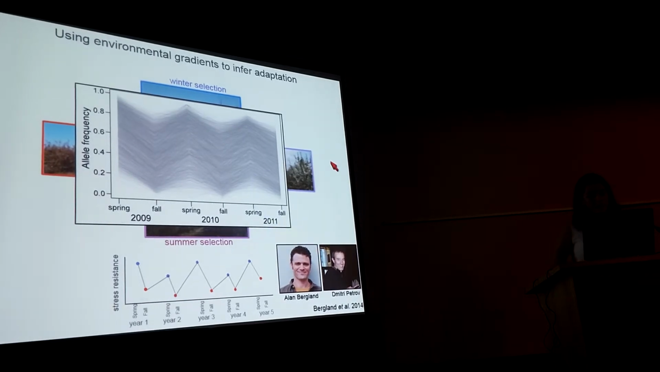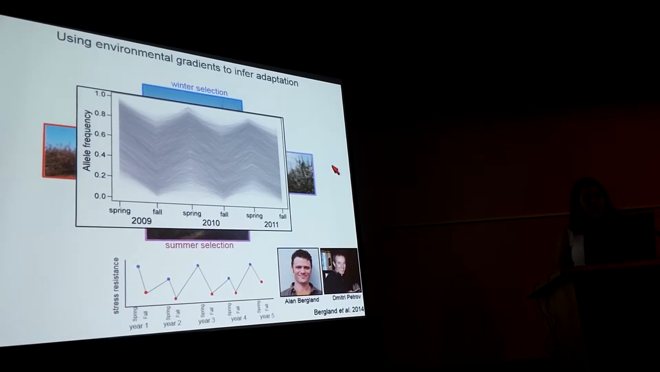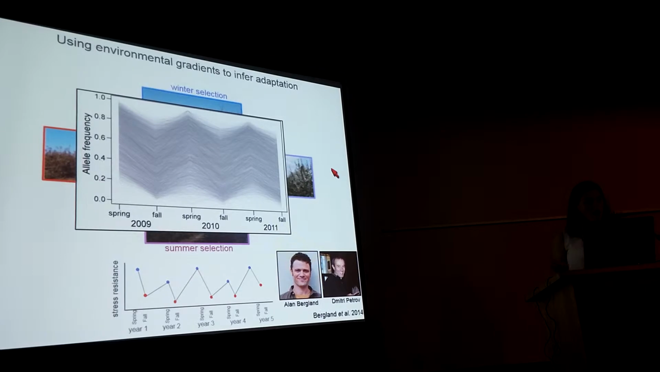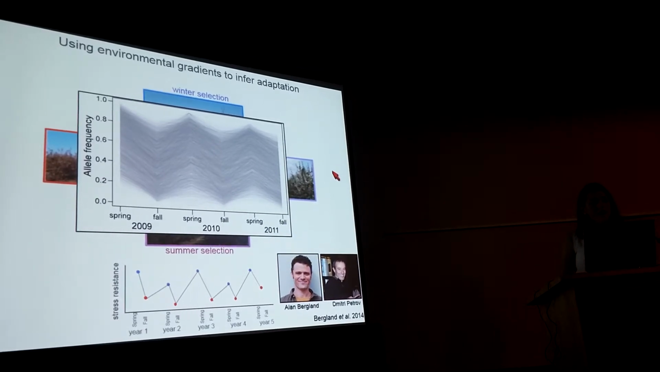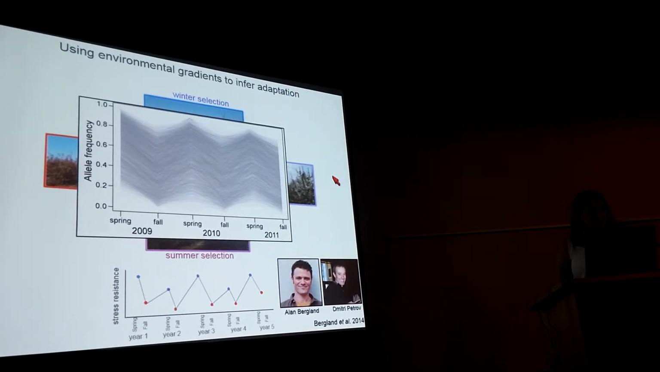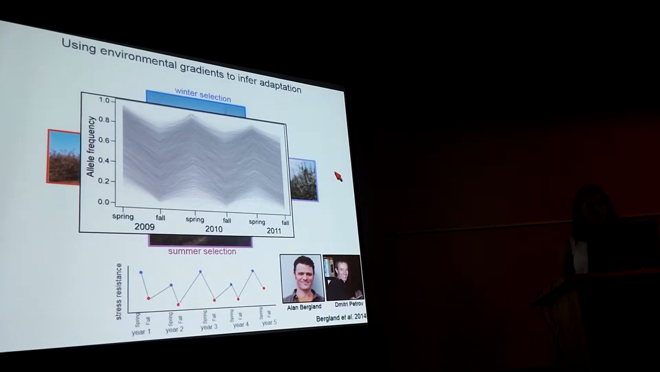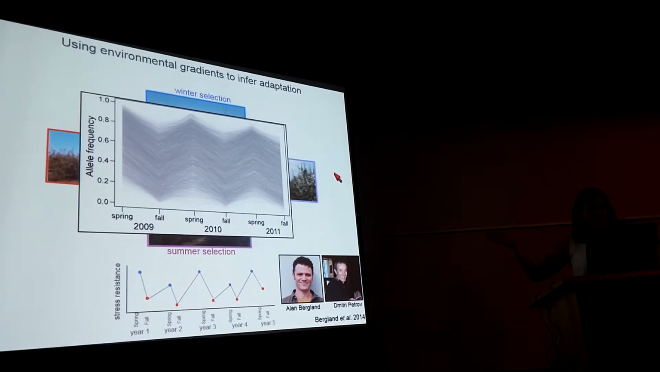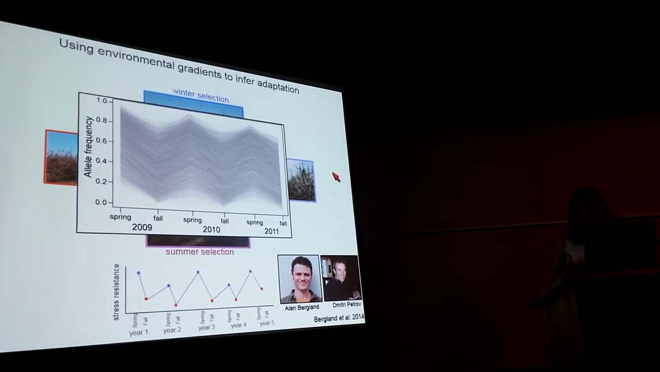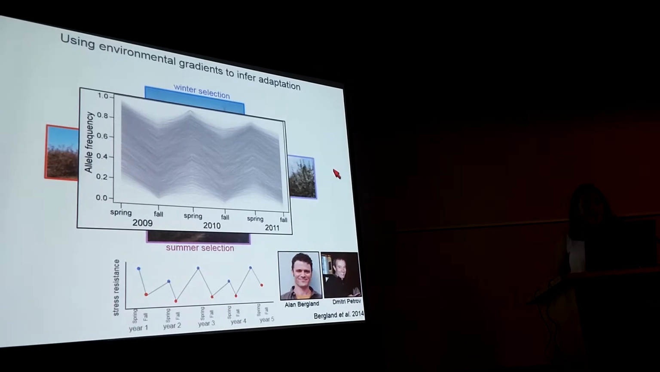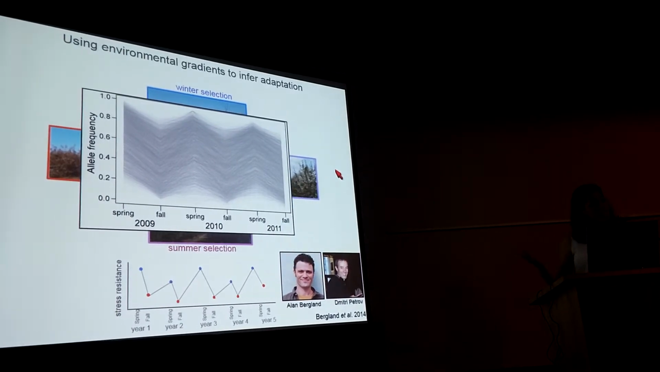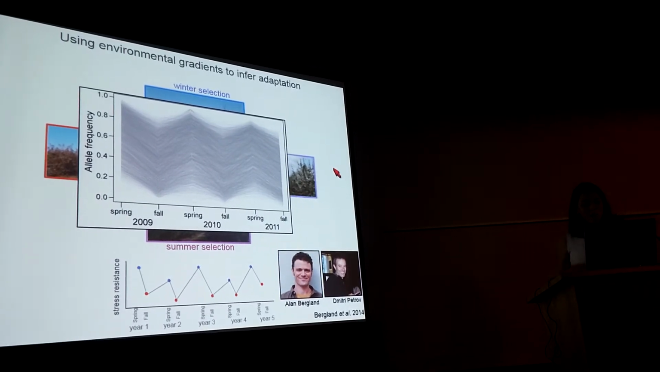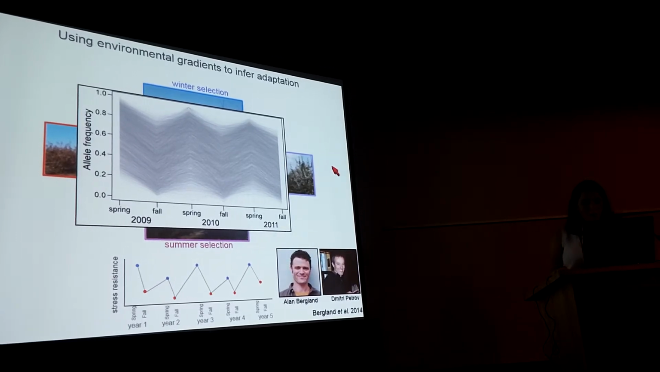Now my collaborators, Alan Berkland and Dmitry Petrov, have done whole genome resequencing on my samples, and we see that there are hundreds of SNPs that are annually cycling in frequency from spring to fall. So this is somewhat equivalent to the chromosomal inversions that Dobzhansky saw, which is showing there's a genetic signature of change, and therefore it's really exciting. We can potentially look at what specific traits are being selected upon.